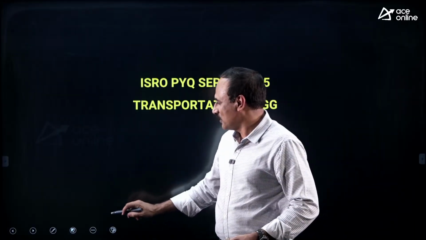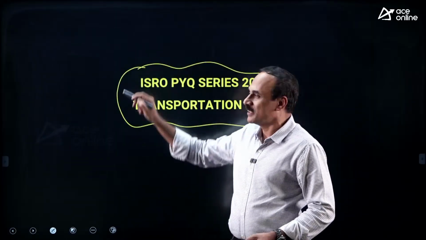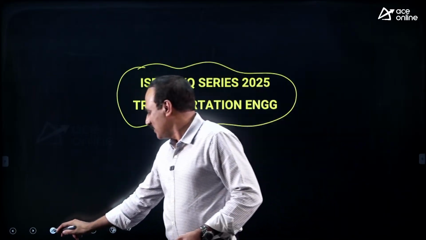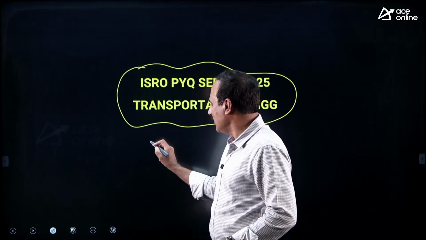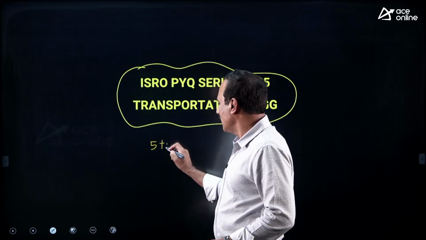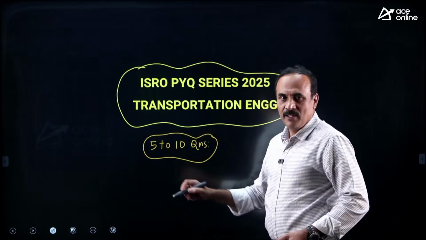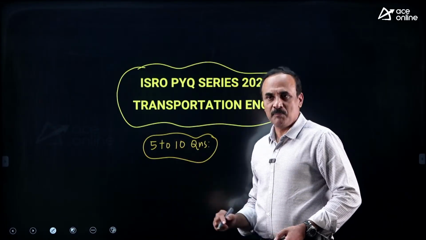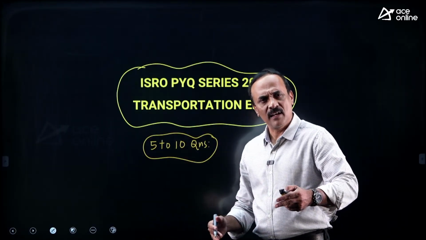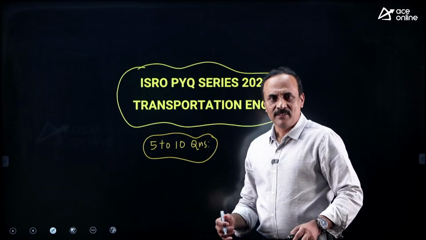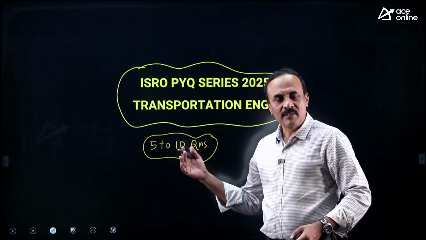So, we will talk about PYQ on transportation engineering. From the ISRO point of view, from transportation engineering, we sometimes get 5 to 10 questions. It all depends on the year. Maximum 10 questions come up, and the areas where the questions come from are very difficult to identify. Sometimes they ask fewer questions, sometimes more.